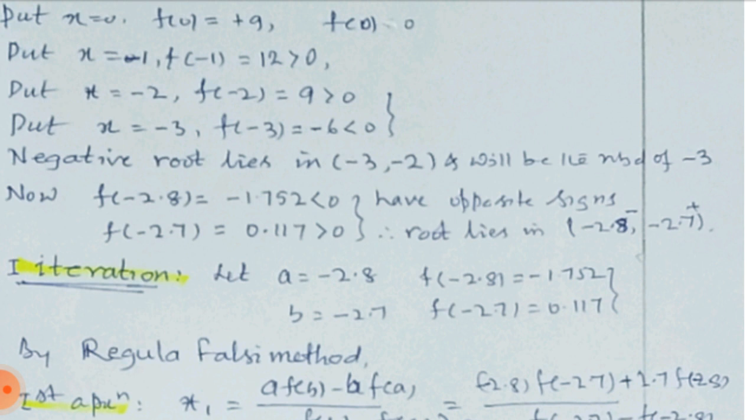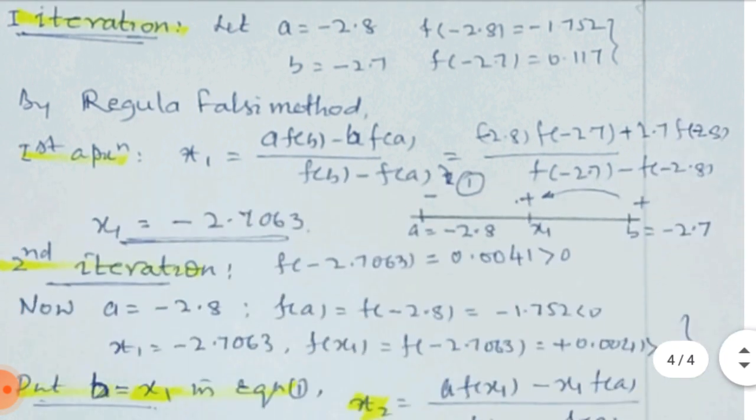First iteration by regula falsi method. Let a is equal to minus 2.8, f of a is minus 1.752. b is equal to minus 2.7, f of minus 2.7 is equal to 0.117. By regula falsi method, the first approximation x1 is equal to a into f of b minus b into f of a, divided by f of b minus f of a. Call it as equation 1.